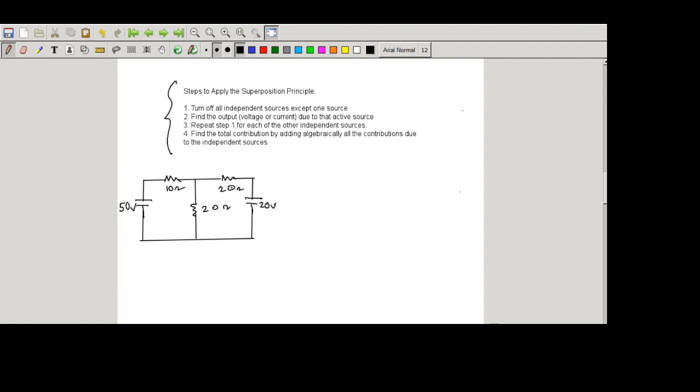Now what is the first step? The first step is to check how many sources are there. Here two sources are there, so we can solve this problem in 2 plus 1, that is 3 steps. In the first case, we have to turn off one source and turn on the other source. Let me turn off one source, that is the 20 volt source. Now 20 volt is a voltage source. So if we draw the circuit after turning off this 20 volt source, the circuit looks like this.